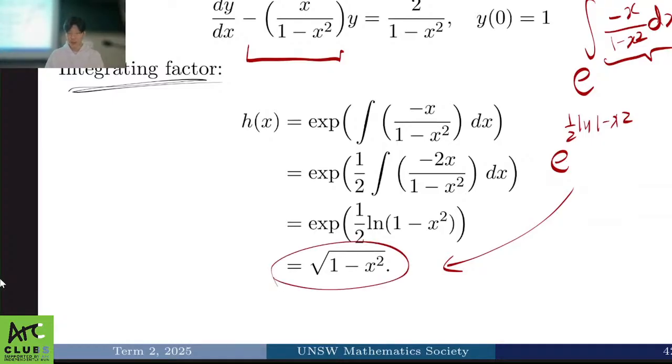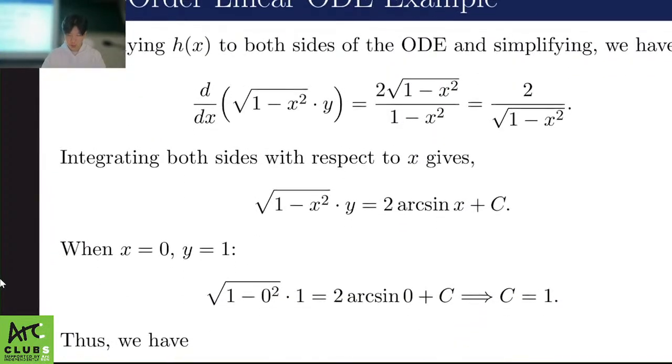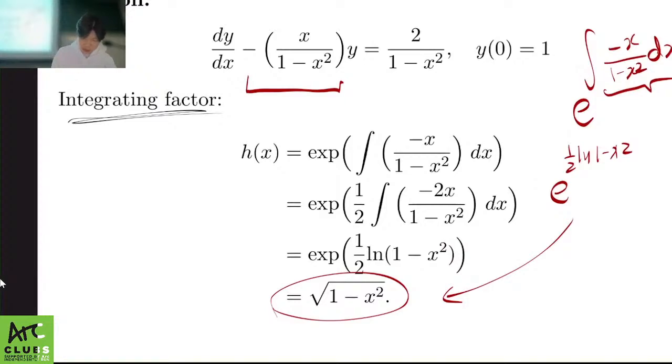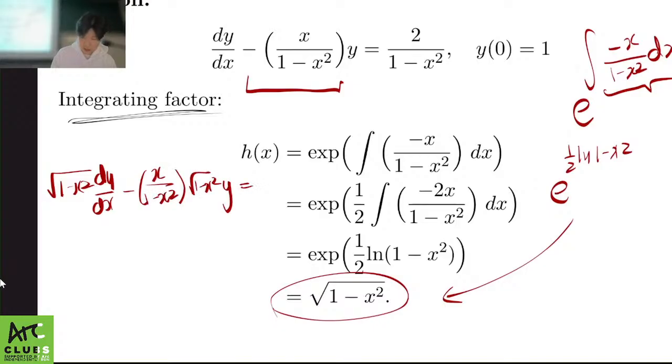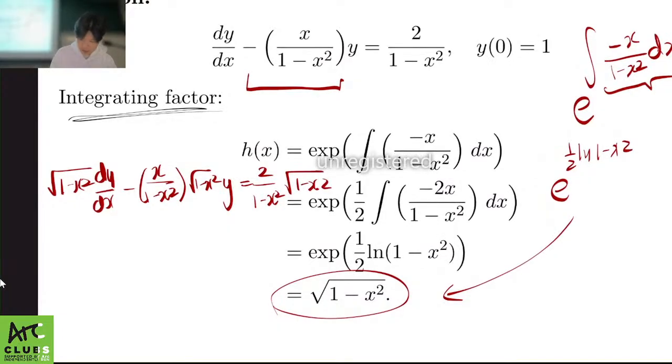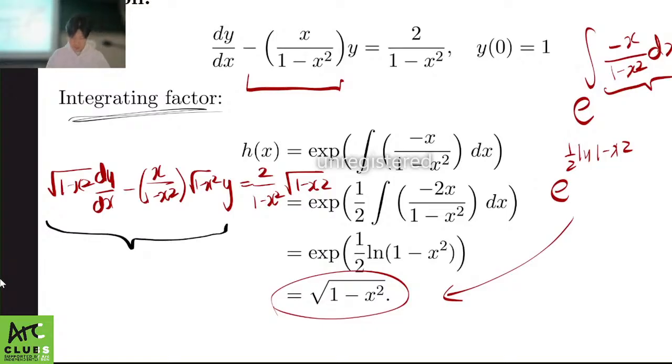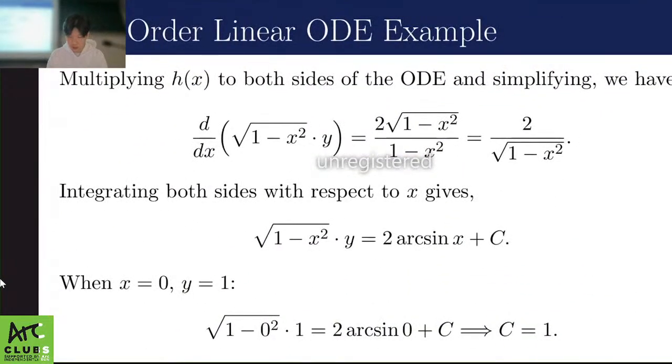We want to multiply both sides by it, because then what we get, I'll just write it here, is root 1 minus x squared dy/dx minus x on root 1 minus x squared times y is equal to 2 times root 1 minus x squared. Now this here on the left can be transformed into a product rule of root 1 minus x squared, so this was our integrating factor, times y, and this was our right hand side.